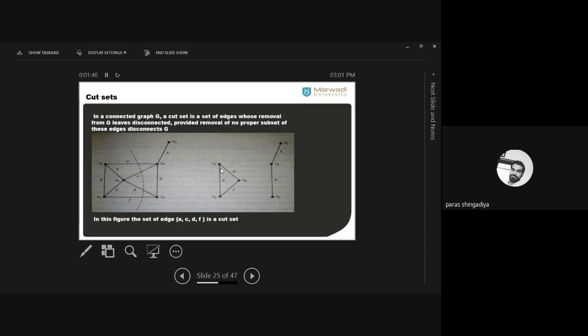We consider a set of edges, and after removing this set of edges from the graph, the graph becomes disconnected. And one more condition you have to verify is that it should not have any proper subset which again makes the graph disconnected. That is, it has no proper subset which makes the graph disconnected. So that is the complete definition of cut set.